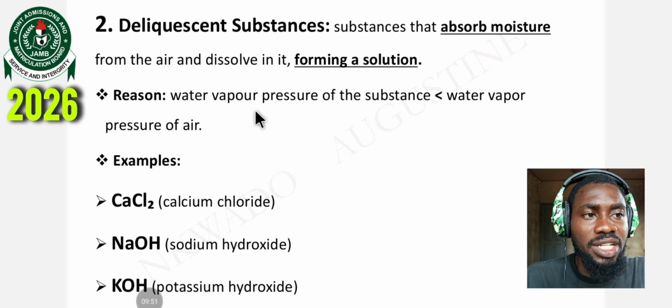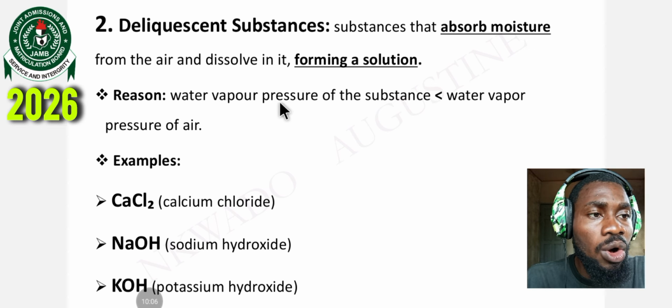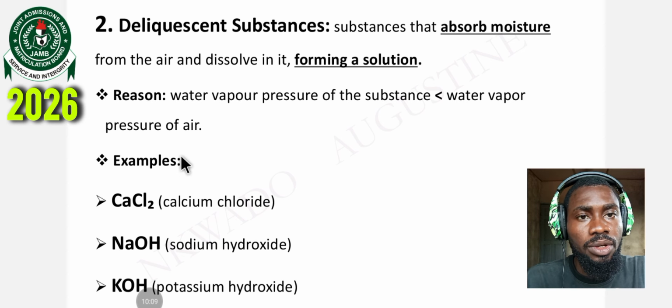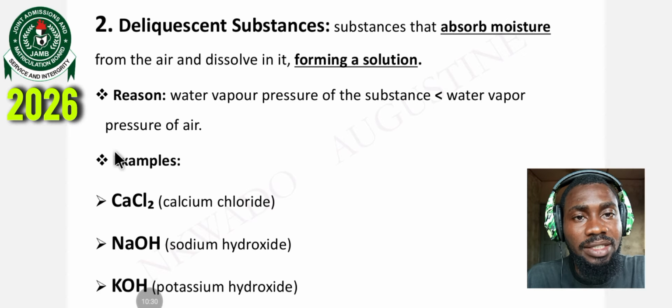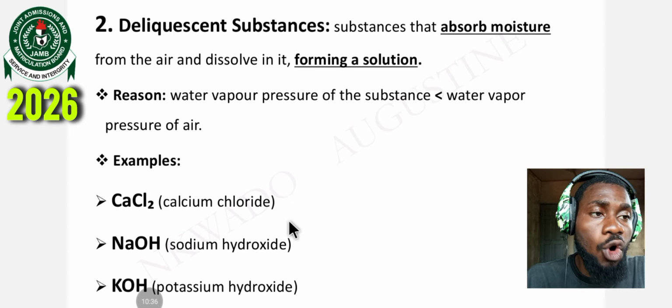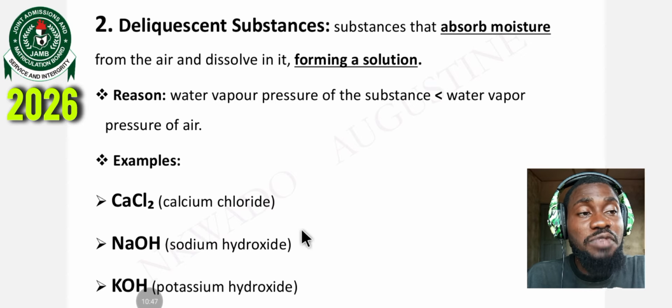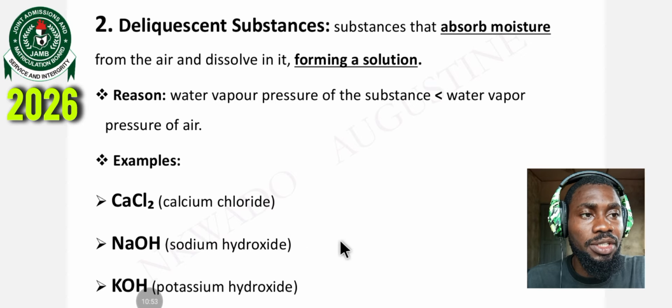It's just a kind of diffusion gradient, a kind of diffusion balance between the external environment and the internal environment, whichever is greater. That's what influences whether this substance absorbs water or loses water to the environment. Examples of deliquescent substances include calcium chloride, sodium hydroxide, and potassium hydroxide. They all are deliquescent substances. They absorb moisture from the air and form a solution because the vapor pressure of the substance is less than the vapor pressure of the atmospheric air.